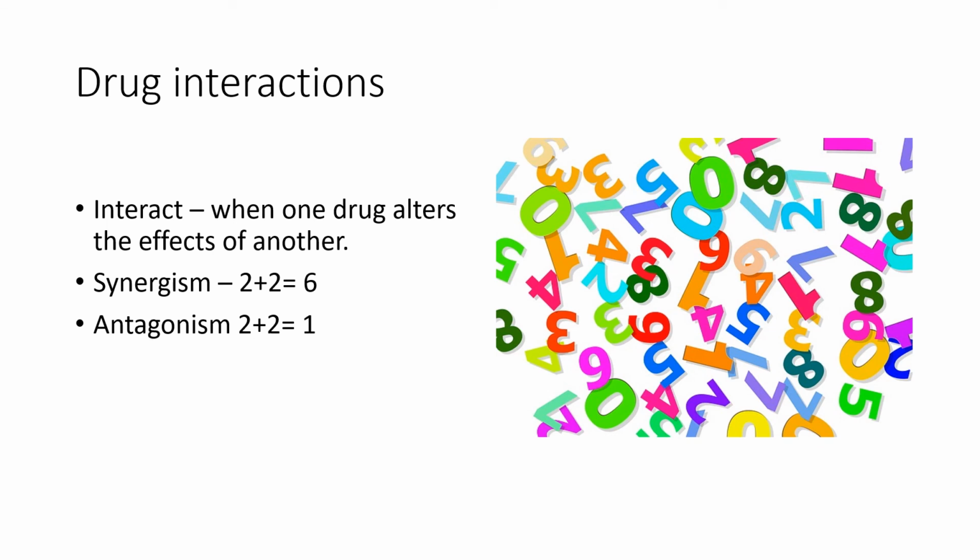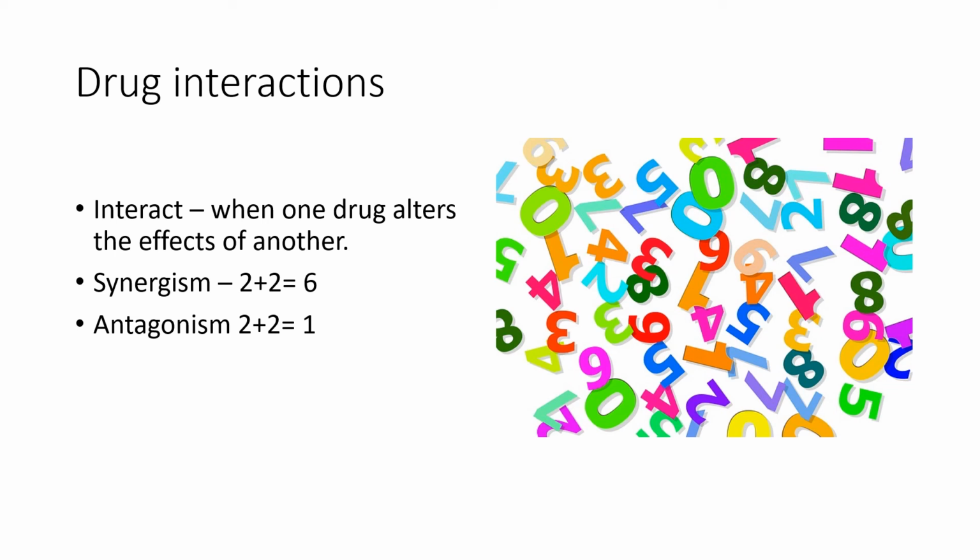Another psychopharmacological principle drug counselors need to be aware of are drug interactions. An interaction is when one drug alters the effects of another. In synergism, 2 plus 2 equals 6. A great example of this is drinking alcohol while taking tranquilizers or sleeping pills. Two together depress the nervous system much more than either one separately and have a high risk of death.